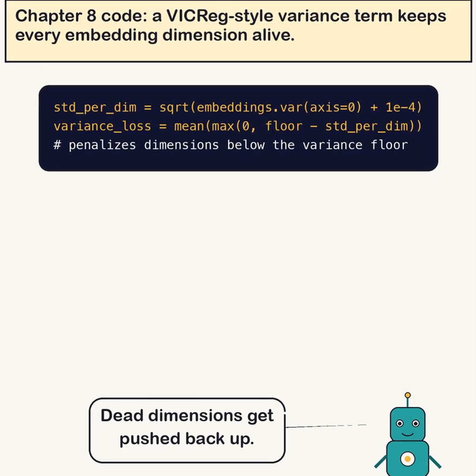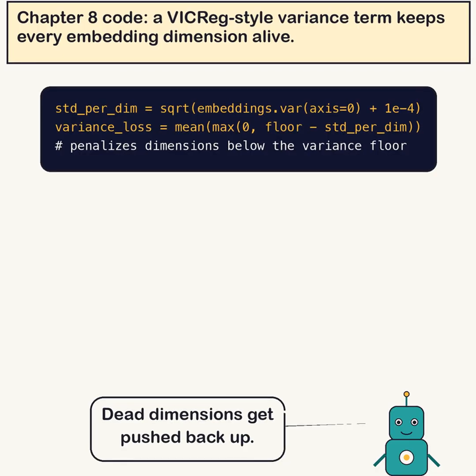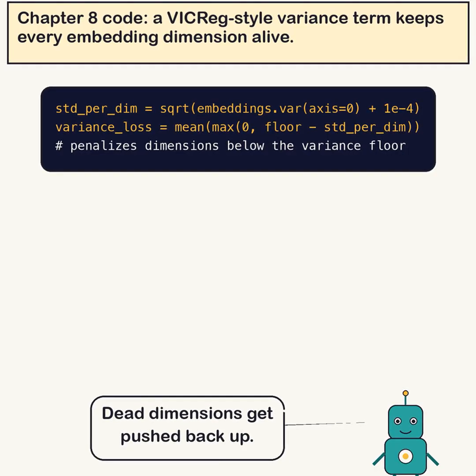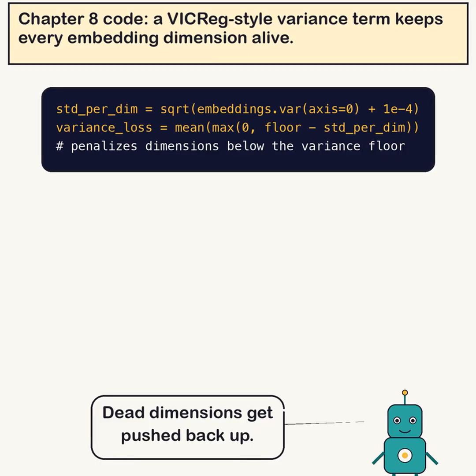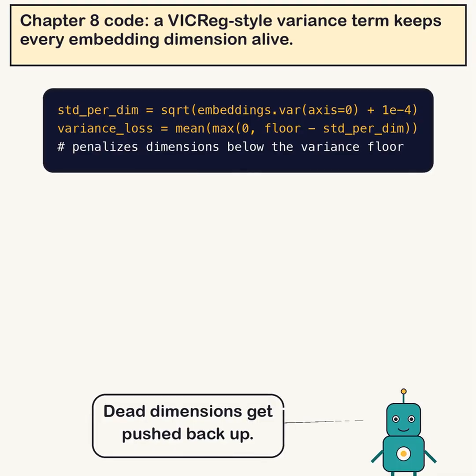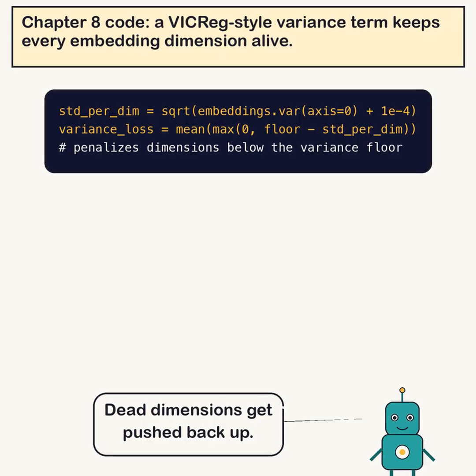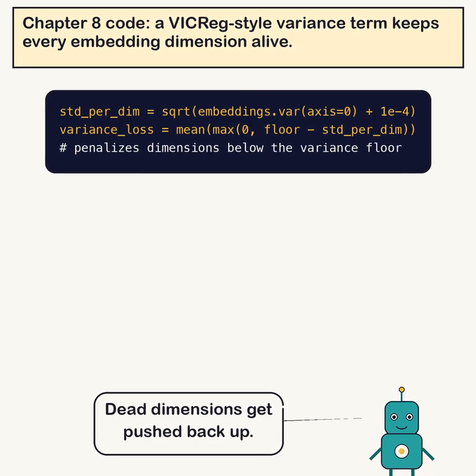The variance term keeps every embedding dimension alive. Standard deviation is measured across the batch. The hinge penalty activates only when a dimension falls below the variance floor. This prevents silent constant dimensions. The variance term is a life support monitor for embeddings. It measures whether each dimension changes across the batch.